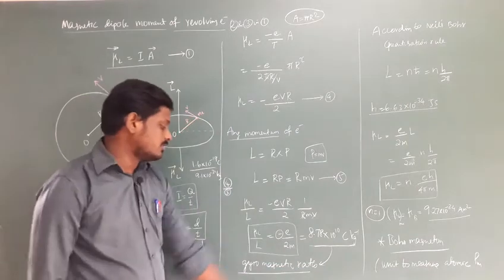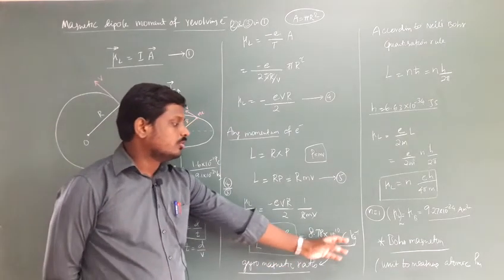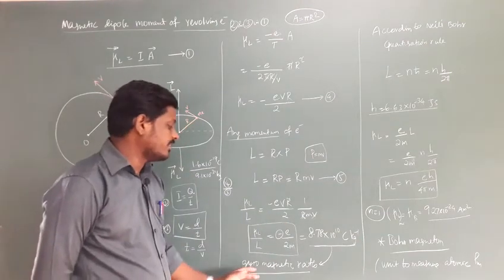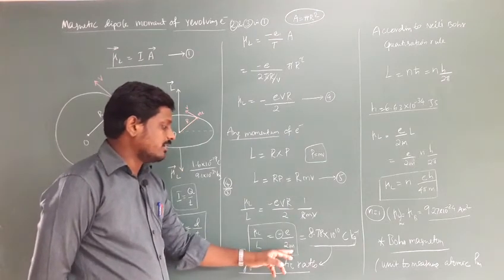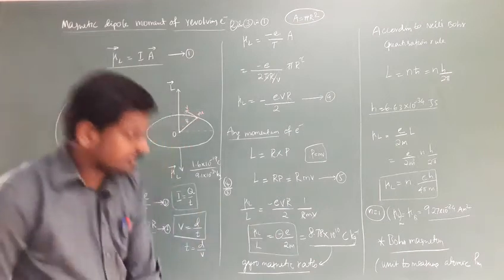So they may ask in 1 mark: what is the value of the gyromagnetic ratio? 8.78 into 10 power 10 coulomb kilogram power minus 1. And what is the unit of the gyromagnetic ratio? It is charge per mass. The unit of charge is coulomb, the unit of mass is kilogram. So coulomb kilogram power minus 1. They may ask in 1 mark like that only.